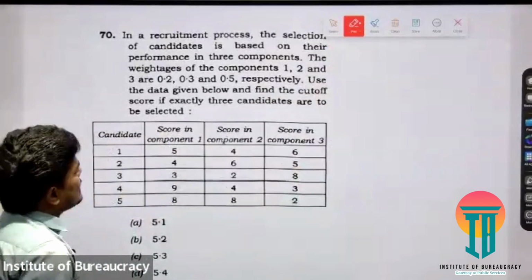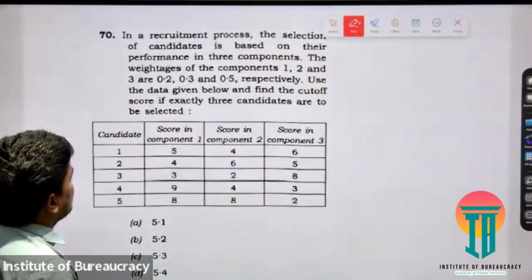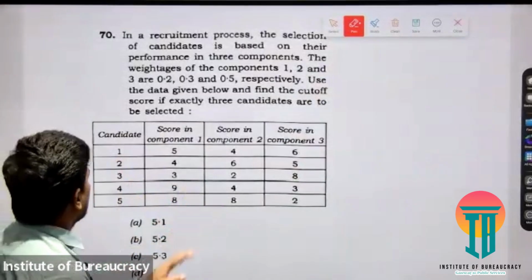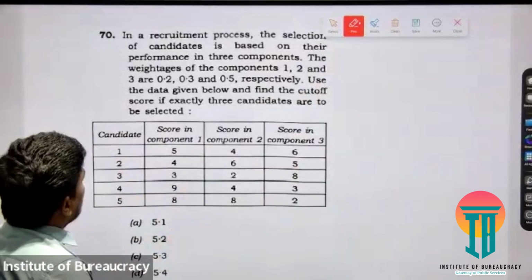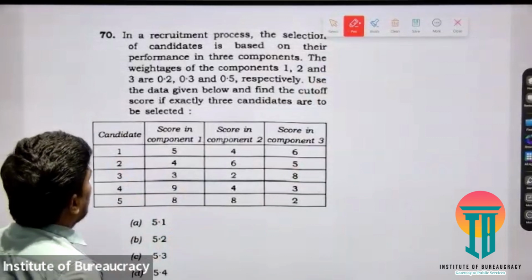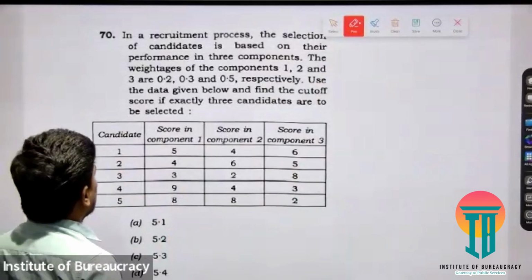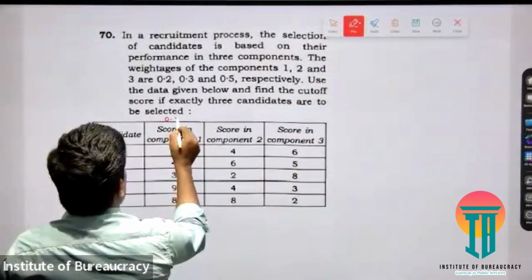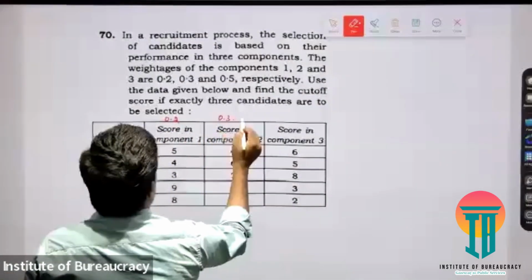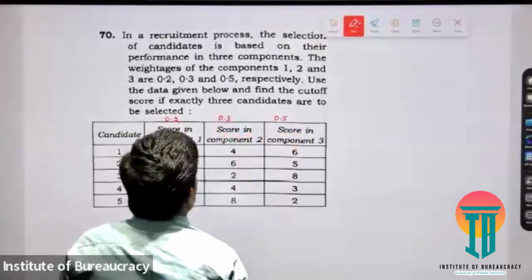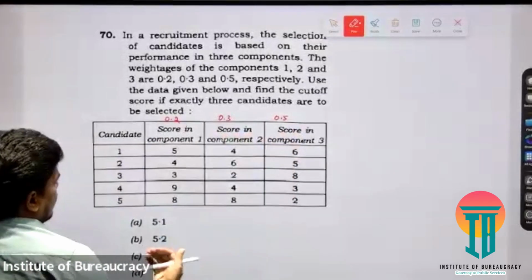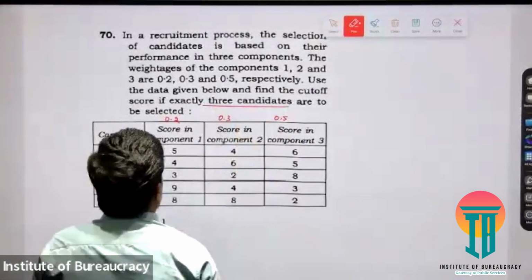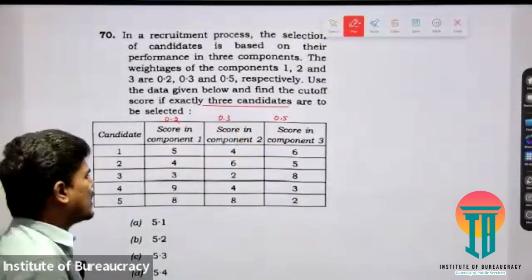In a recruitment process, a selection of candidates is based on their performance in three components: component one, two, three. The weightage of the components are: first component 0.2, second component 0.3, third component 0.5. Use the data given below and find the cutoff score if exactly three candidates are to be selected.